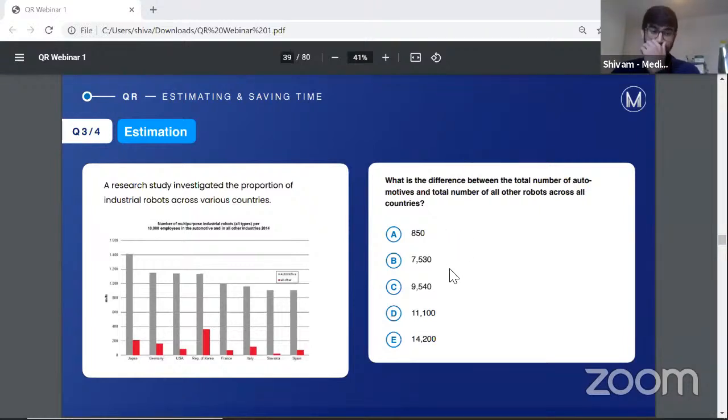So let's go through this question this year. What is the difference between the total number of automotives and the total number of all other robots across all countries? Quite an important point here is "all", isn't it? We need to make sure that we're looking at all the countries here, not just a few. So Bashir, what would you do to work out a rough mean of the automotive cars here? A good question there, Shivam.